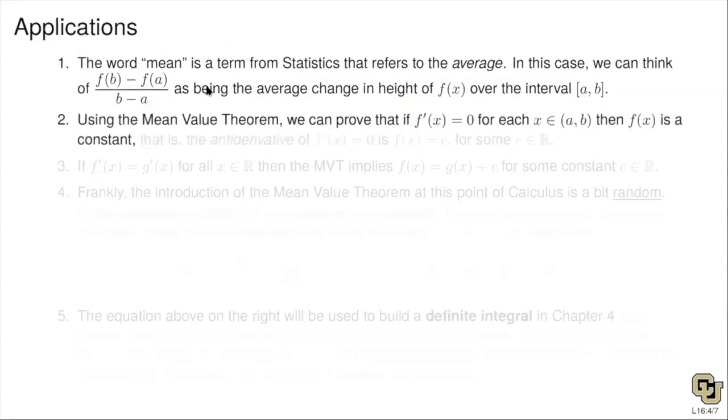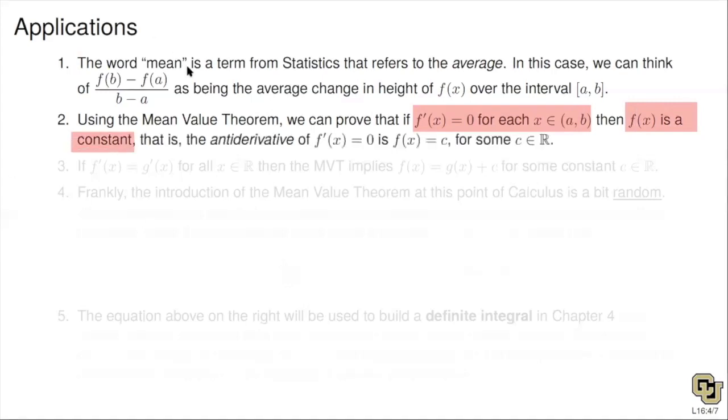Here's a nice result from the mean value theorem. It's not a very deep one, but it is profound. We can prove that if f prime of x is equal to 0 for each x in an interval, then f of x is a constant. It's not complicated, but it is profound because this is our first example of an antiderivative.